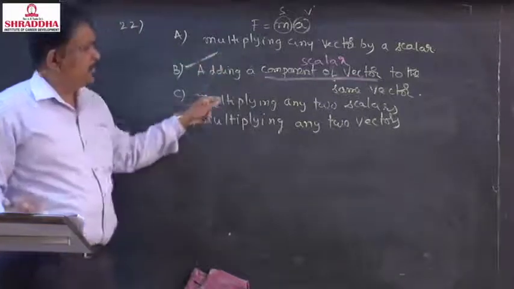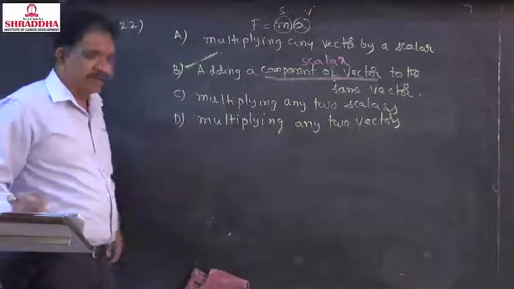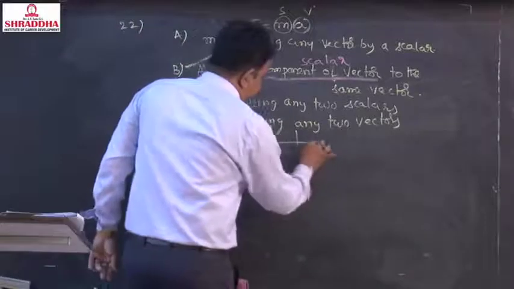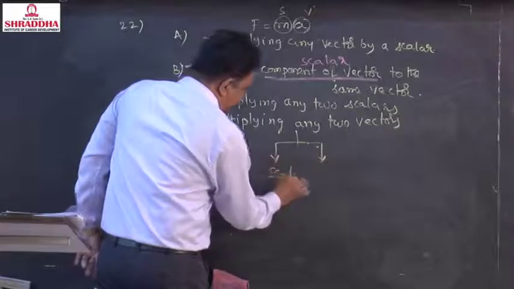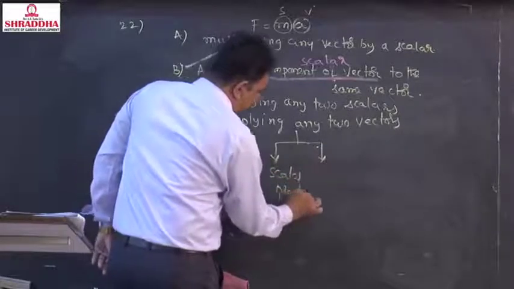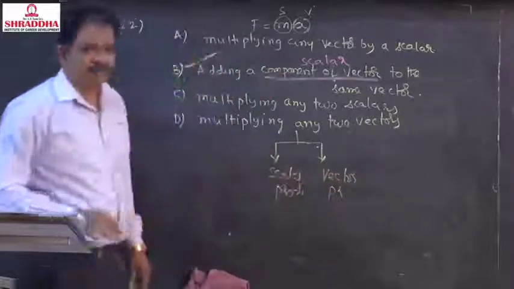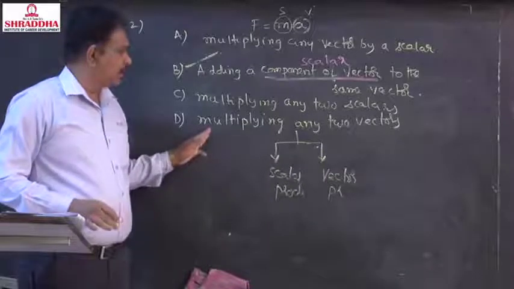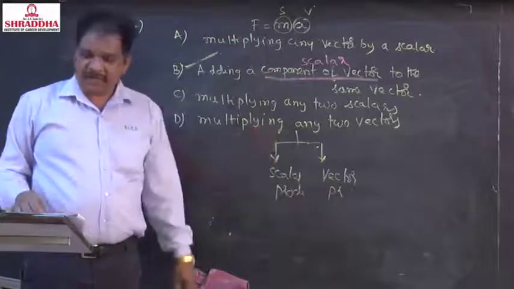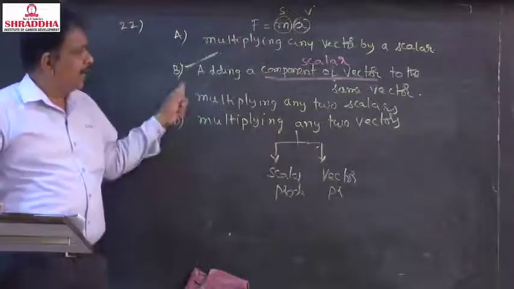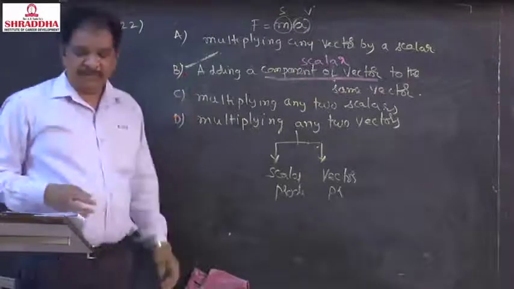Multiplying any two scalars we can do. Multiplying any two vectors is also possible, of two types: scalar product and vector product. So multiplying means dot product and cross product. Multiplying any two vectors, multiplying any two scalars, multiplying a vector and a scalar are meaningful. Adding a scalar and a vector is meaningless. So the answer will be this one.